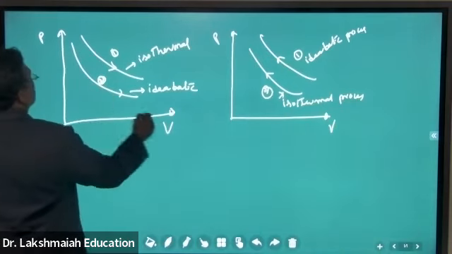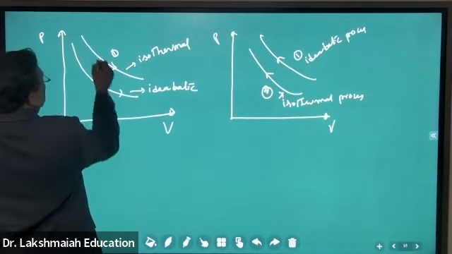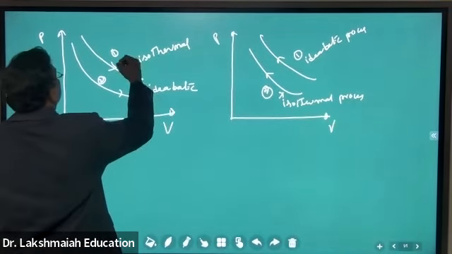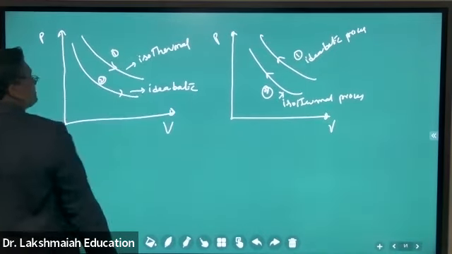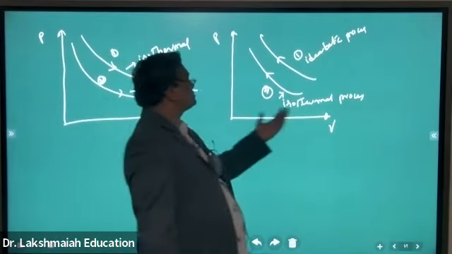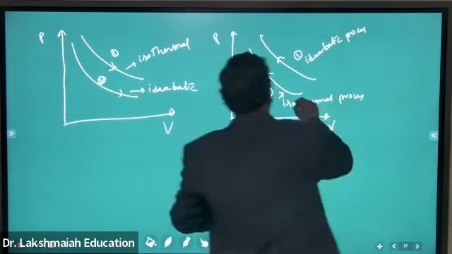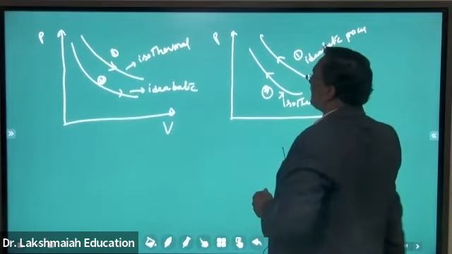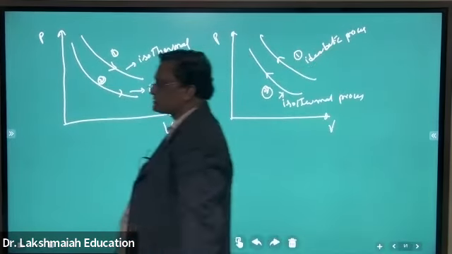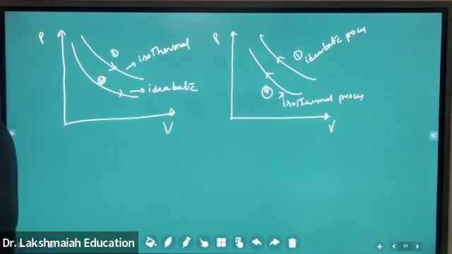If the volume goes on increasing, this is the isothermal process and this is the adiabatic process. If the volume reduces and pressure increases, then this is the isothermal process and this is the adiabatic process. You take these two graphs. Compulsory they will ask this question tomorrow.